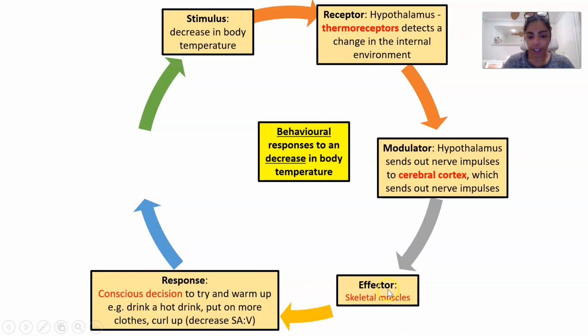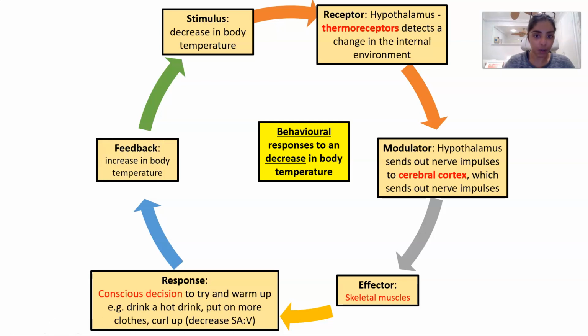The effector will lead to the response, again, conscious decision, and in order to increase body temperature, we will do something logical like have a hot drink, put on more clothes. We may even curl up, which will decrease the surface area to volume ratio, and that will minimize any heat radiation from the skin surface. The feedback will be the opposite of the stimulus, therefore it's an increase in body temperature.